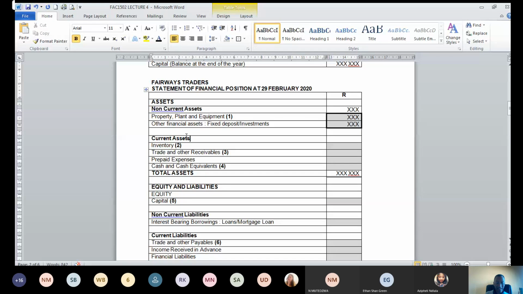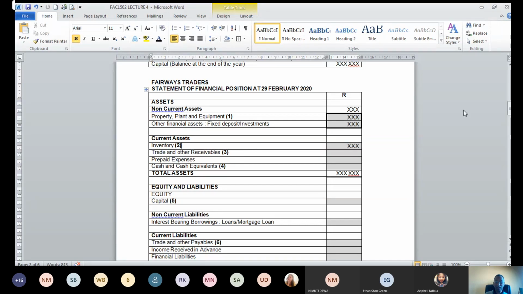Then you move on to your current assets. Your current assets consist of 4 categories: inventory, trade and other receivables, prepaid expenses, and cash and cash equivalents. Your inventory is the value of your trading stock at the end of the financial year, plus if you have got any other additional inventory on hand, because you may have stationery or packing material on hand at the end of the year. But stationery and packing material on hand will be part of the adjustments that I will explain to you guys in our next session.